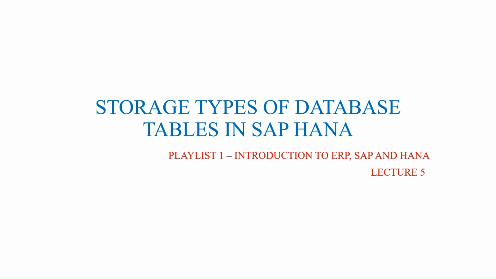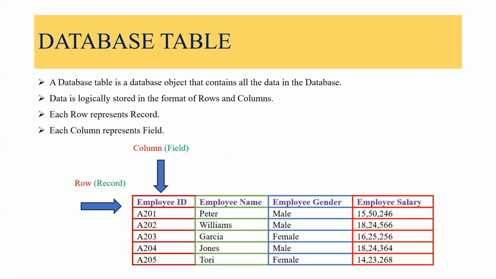Our today's topic is storage types of database tables in SAP HANA. It is my fifth lecture of the playlist Introduction to ERP, SAP and HANA. In this video, we are going to learn in how many ways data is going to be stored in the backend, that is in the database server, their properties and differences. And also let's know what is database table and how the data is stored in it.